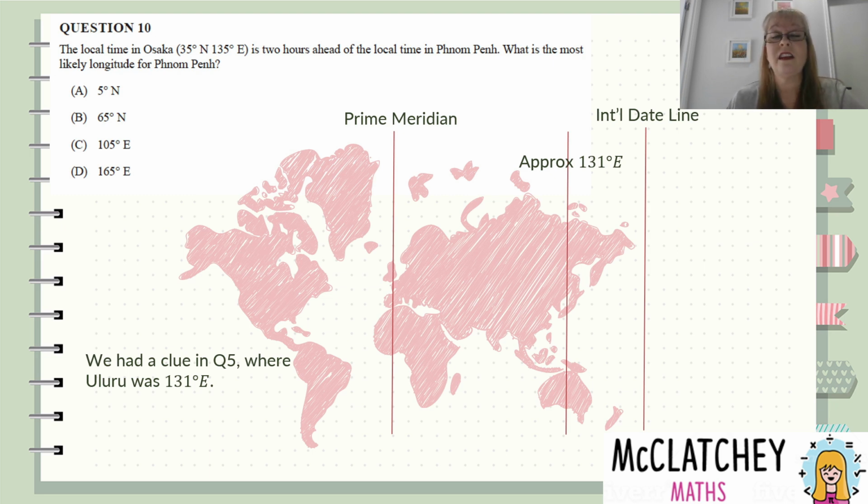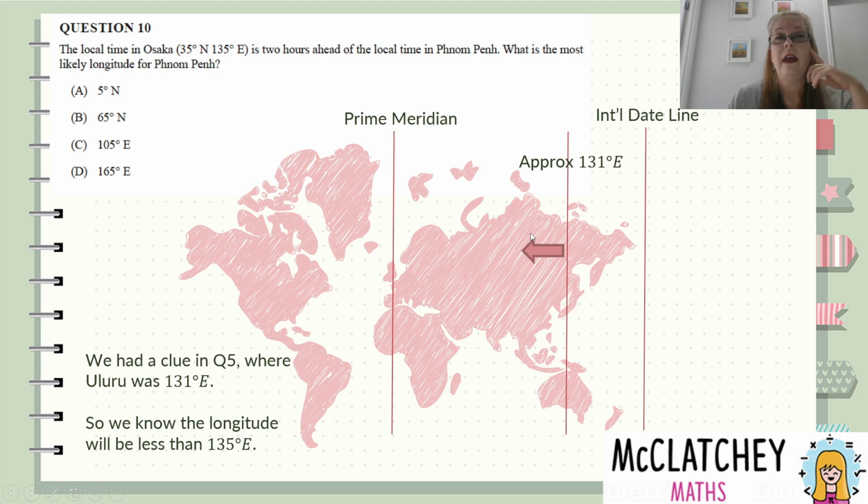Okay, so that tells us that 135 gives us an approximate location on that map mentally about where it needs to be. We know that Osaka, which is approximately here, is 2 hours ahead of Phnom Penh. So it's closer to the international dateline than Phnom Penh is, which means Phnom Penh is going to have a longitude which is less. It's going to be in that direction that way.